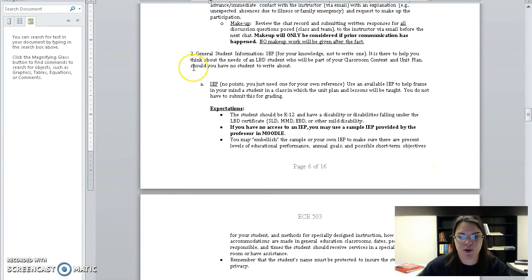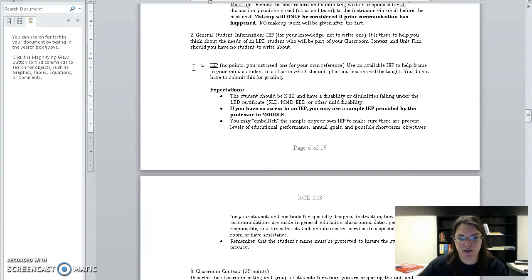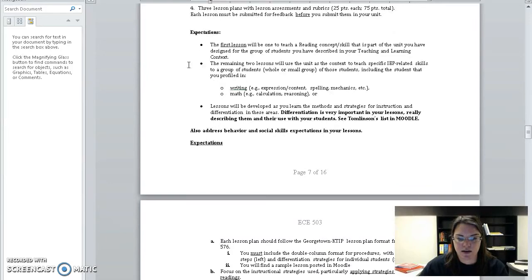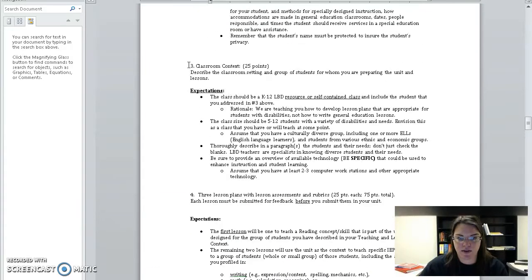Then you're going to work on some other things. You want to make sure that you have access to an IEP. This does not count for points, but you need to have some sort of IEP to refer to when you're writing your lesson plans and your unit plans.